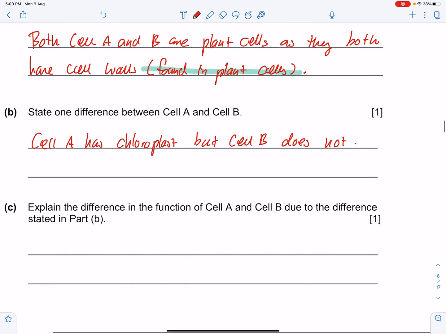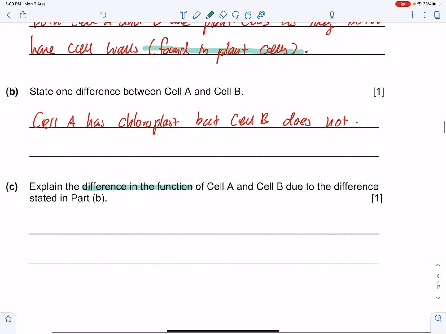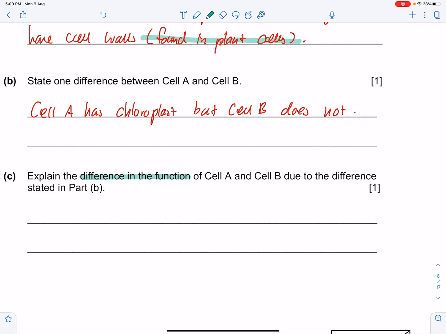Now, then they go on to ask you, explain the difference in function of cell A and B due to the difference stated in part B. Now, you have to memorize all the various functions of the plant cell parts. No second way around it, okay? Now, you have to explain that cell A has chloroplast. Now, ask yourself, what is the main function of chloroplast? So the main function of chloroplast is basically to trap sunlight for photosynthesis. So make sure that keywords like photosynthesis, trap sunlight, chlorophyll, they are all there. Okay, and then you have to say that cell B is not able to carry out photosynthesis or make food.